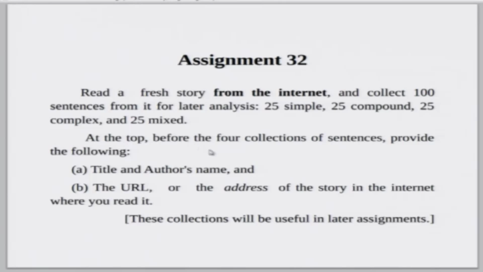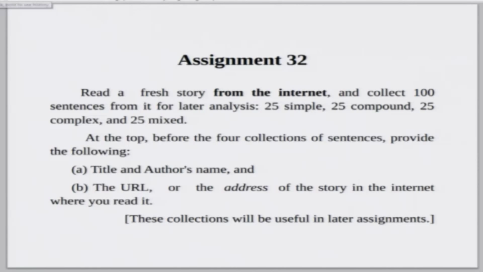And in your submission of the assignment, at the top before the 4 collections of sentences, provide these things: title and author's name and the URL, so that if we want, we can read that story. We love to read stories, you know. Okay. So, these 4 collections will be useful for you for later assignments.